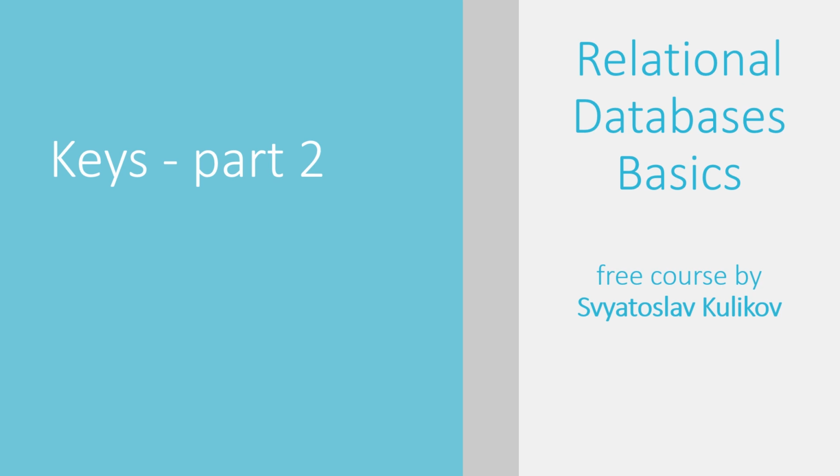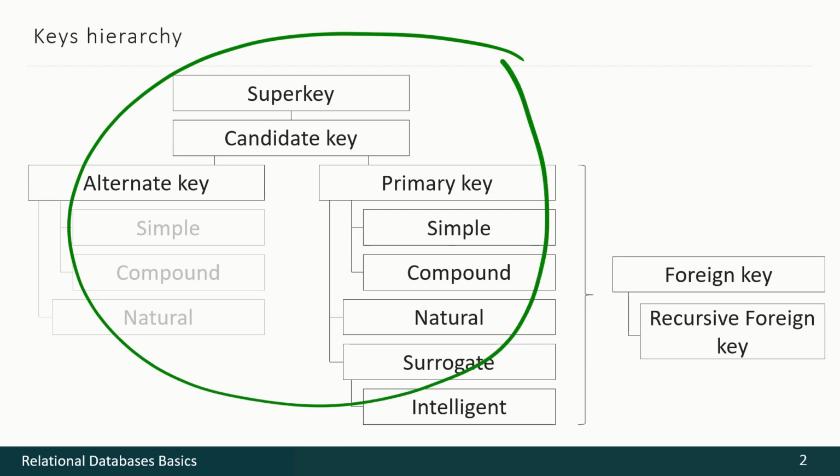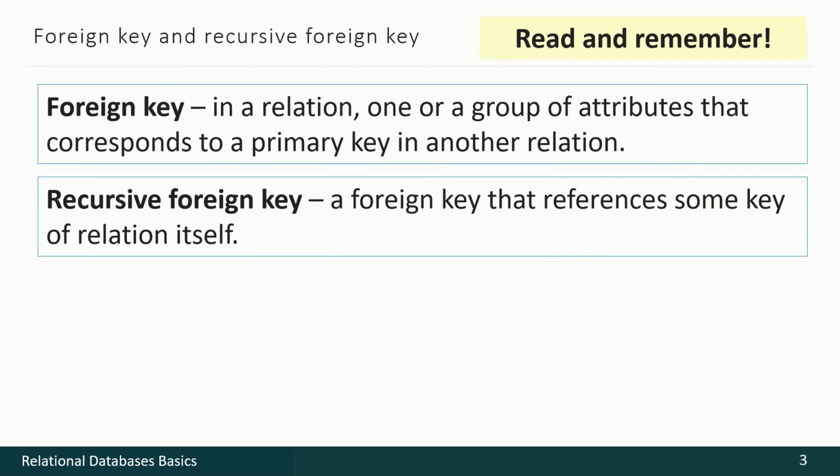In this video, we shall continue discussing keys. All these key types we've seen in the first video, and now we shall discuss these types and some more. As it was mentioned in the previous video, primary key together with foreign key are used to make relationships. That looks the following way.